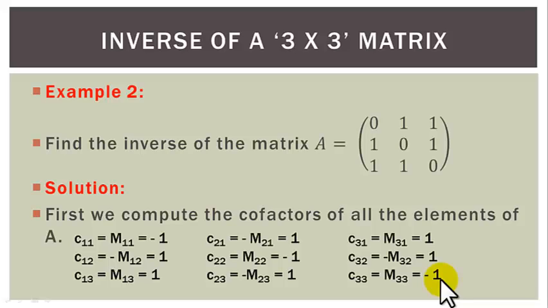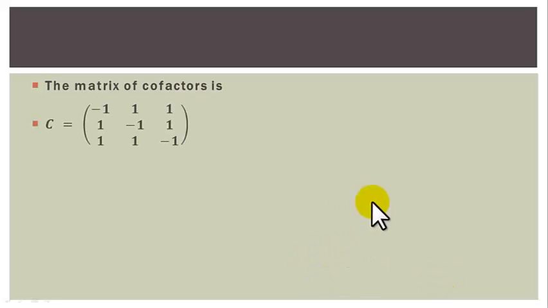Having obtained the cofactors of all the elements of A, we are now ready to form the matrix of the cofactors. And the matrix of the cofactors C is equal to this.